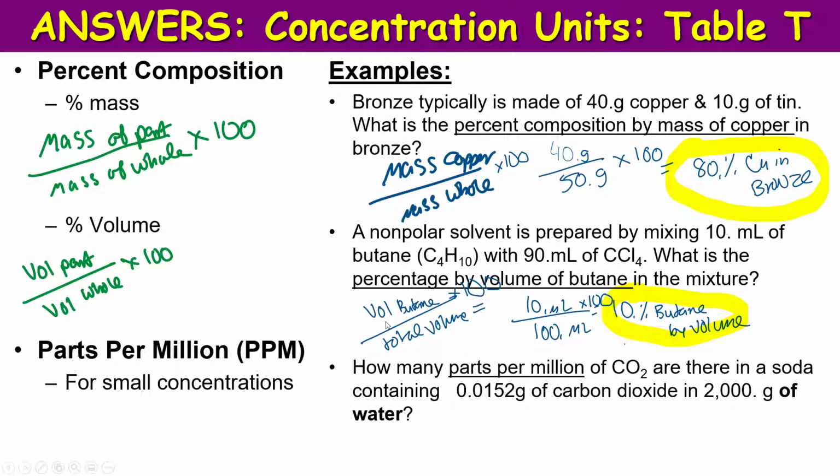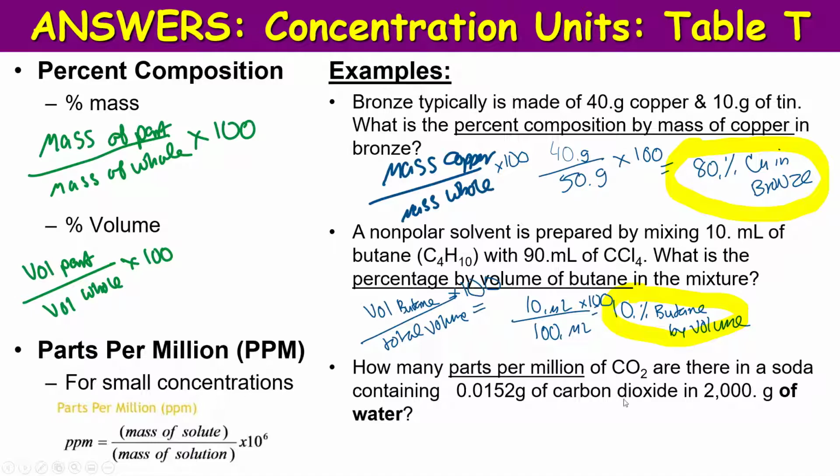It says how many parts per million of carbon dioxide are there in a soda containing 0.0152 grams of CO2 in 2,000 grams of water. So, if you got a soda stream, you could totally appreciate this. The formula we're going to use is exactly as you copied down before. Parts per million is mass of solute over mass of solution. But unlike the last two that we did, we are multiplying by 10 to the 6, which is 1 million.